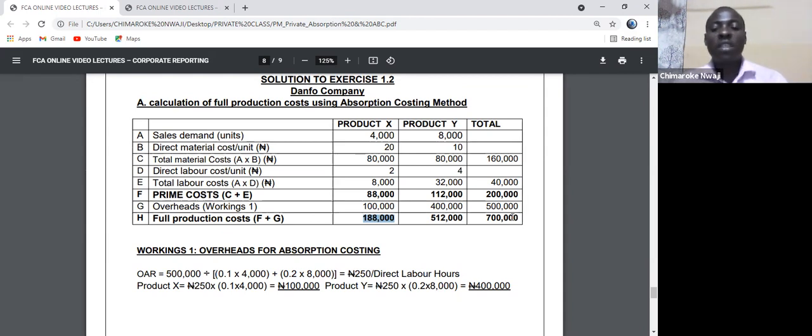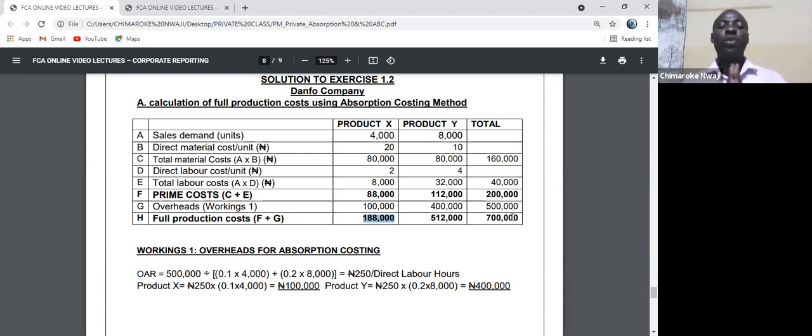Now we've done the overhead absorption rate. We've done the absorption costing method. So can you see it is so simple? As a summary, we did the prime costs by getting the total direct material cost from the unit material cost. We then got the total labor cost from the unit labor cost. We add the total material cost to the total labor cost. We got a prime cost.